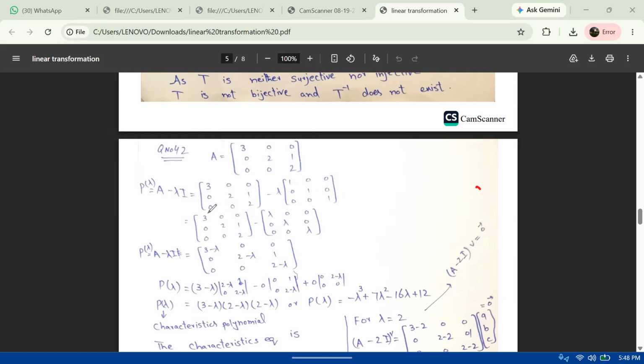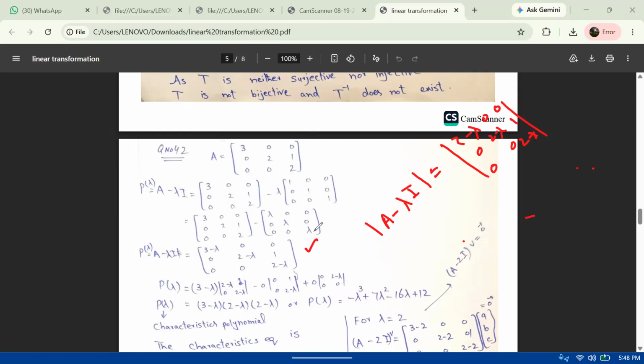You subtract this: 3 minus lambda, 0, 0; and 0, 0 minus 0, 0; and 2 minus lambda. This is 1 minus 0 gives you 0, 0 minus 0 gives you 0, 0 minus 0 gives you 0, and 2 minus lambda gives you 2 minus lambda. After this, you are going to find the determinant of A minus lambda I. So you are finding this thing: 3 minus lambda, 0, 0, then 0, 2 minus lambda, 1, and then 0, 0, 2 minus lambda.